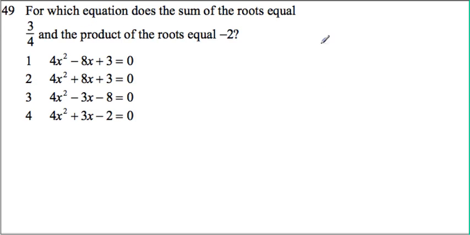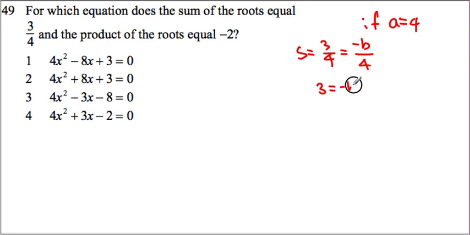Number 49. Sum is equal to 3 over 4. So in this case, I can rewrite this with 4 as my value of a, and you can see that here in all 4 choices. Now, sum is equal to 3 over 4, in other words, negative b over 4. Then you will realize that by comparison, 3 must be equal to negative b. Then by multiplying by a negative sign, b must be equal to negative 3. So that's why b is equal to negative 3.